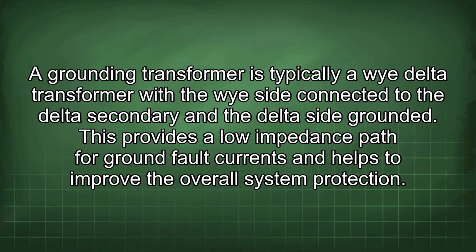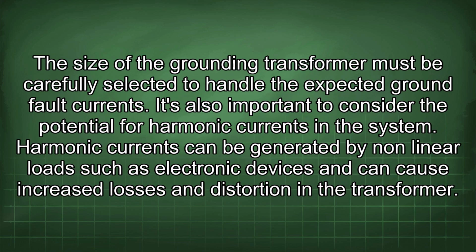A grounding transformer is typically a Y-delta transformer with the Y side connected to the delta secondary and the delta side grounded. This provides a low impedance path for ground fault currents and helps to improve the overall system protection. The size of the grounding transformer must be carefully selected to handle the expected ground fault currents.